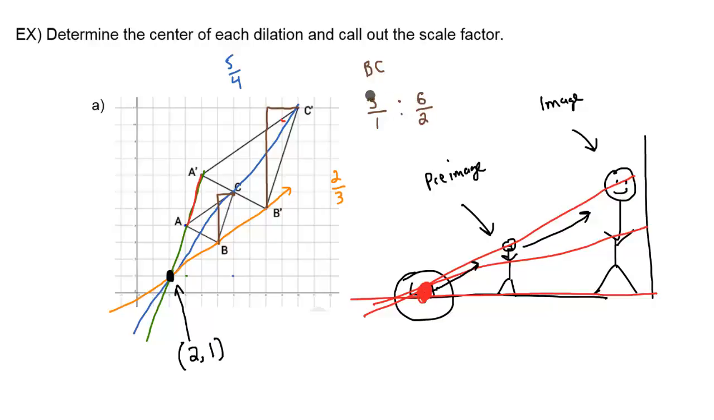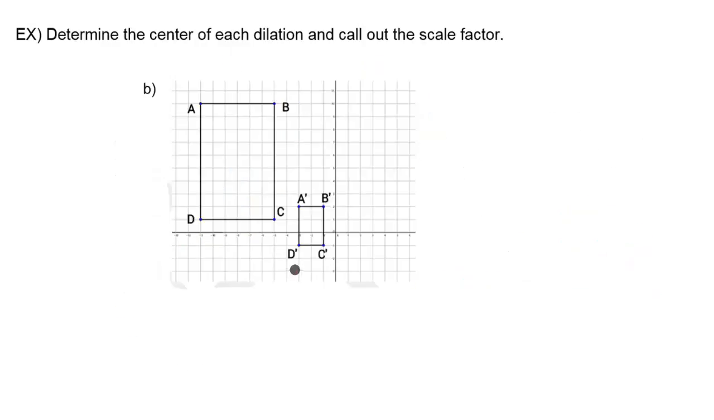So how did we get from 3 to 6 and from 1 to 2? It looks like we took this and multiplied it by 2. So 3 times 2 is 6, 1 times 2 is 2, so our scale factor is going to be 2. In the second example, we're going to do the same thing, except let's call out the scale factor first because we don't have all of our lines all over the place.